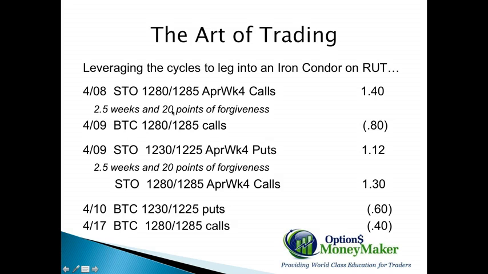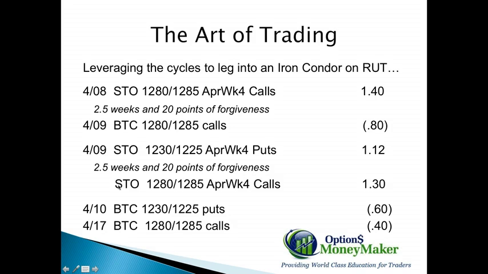Also on the 9th, because the index had moved down to 1250, it had moved down 10 points, we closed that call spread, and then we immediately redeployed that capital and opened a 1230, 1225 April week 4 put spread. So we saw the index move lower, 10 points lower. Our view on the chart, based on what we saw, was that it looked like the index from here might move back higher. And we still had 2.5 weeks to expiration, and we now have a 20-point forgiveness factor on the put spread. We took $1.12 of credit on that trade.